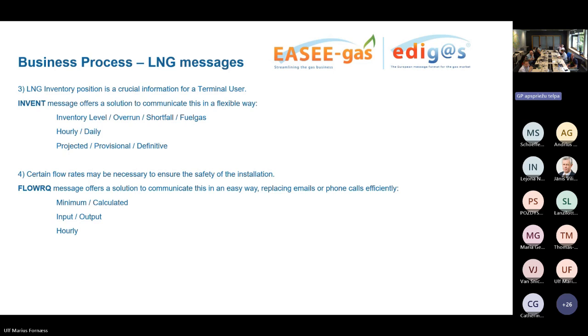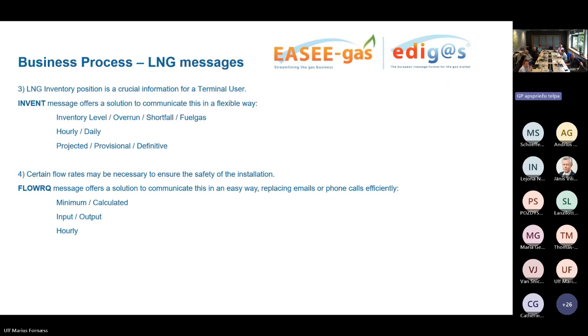In some commercial models of terminal activities, some of the gas that you will send out from the terminal will be kept by the terminal operator to compensate for the fuel gas used to make the send-out possible. This quantity, it's also possible to mention it in the invent message, so that the terminal user has a good view of the quantity which left the inventory.